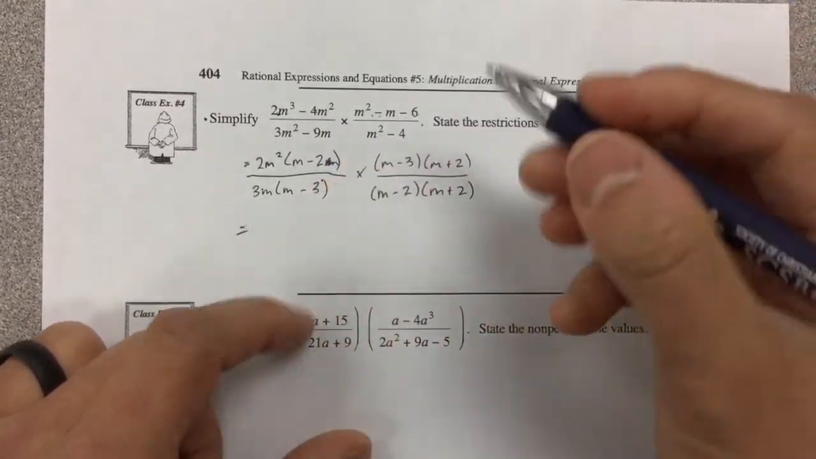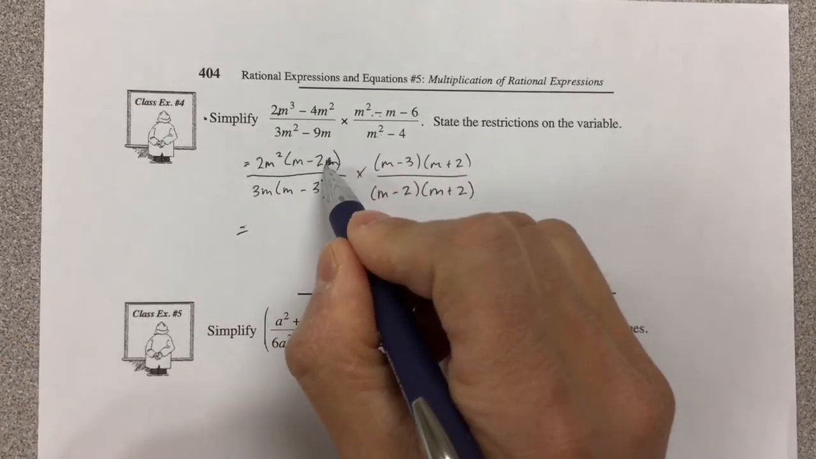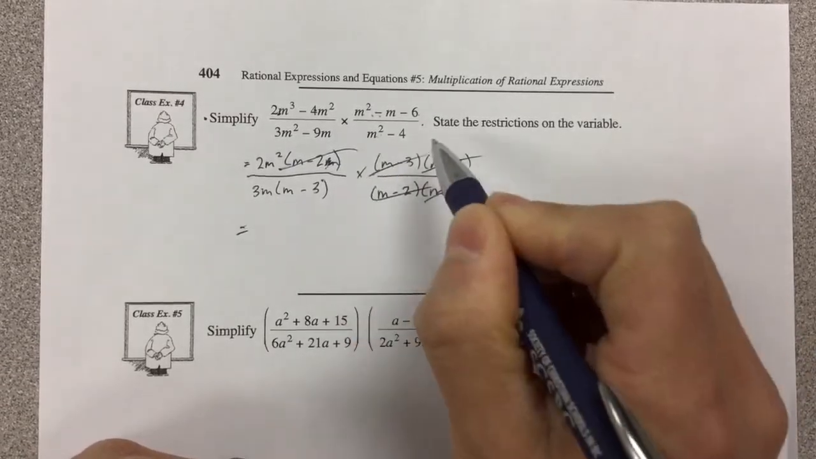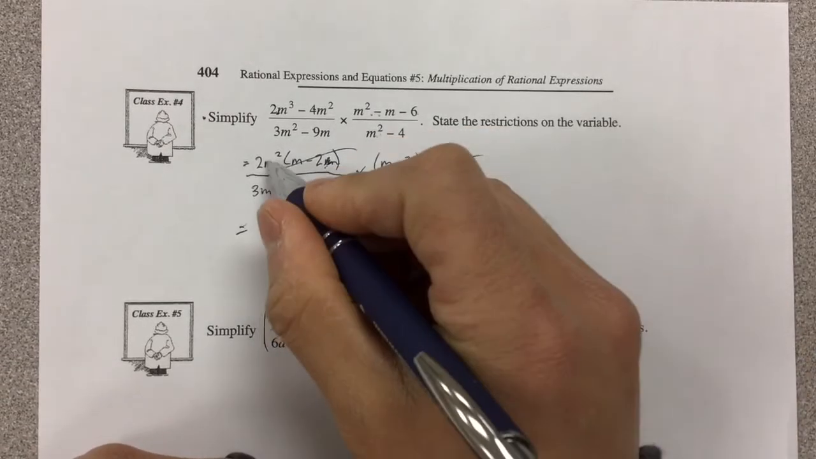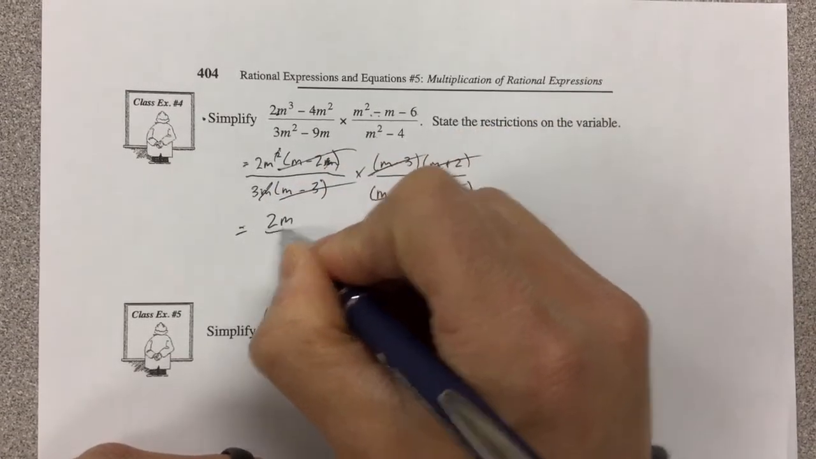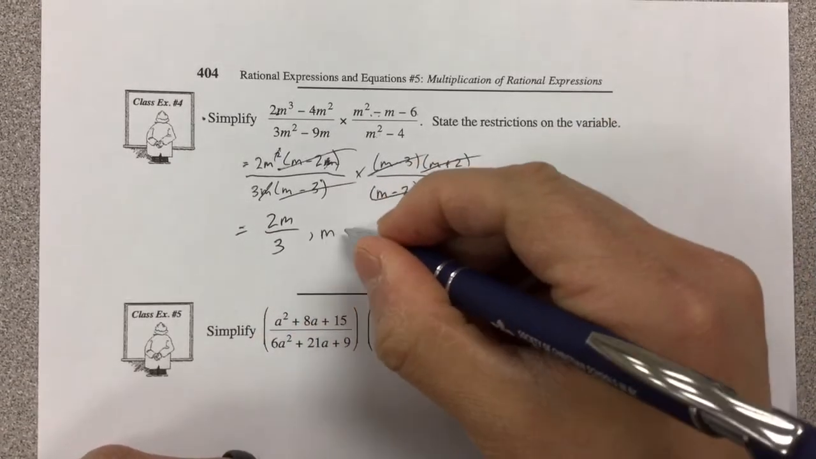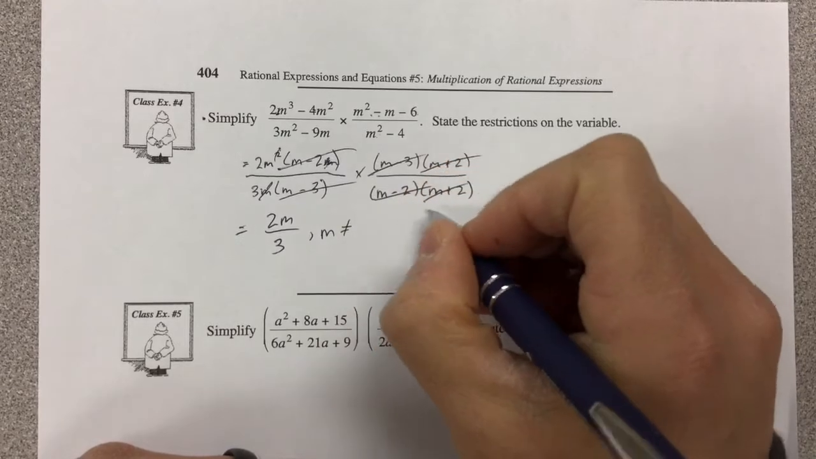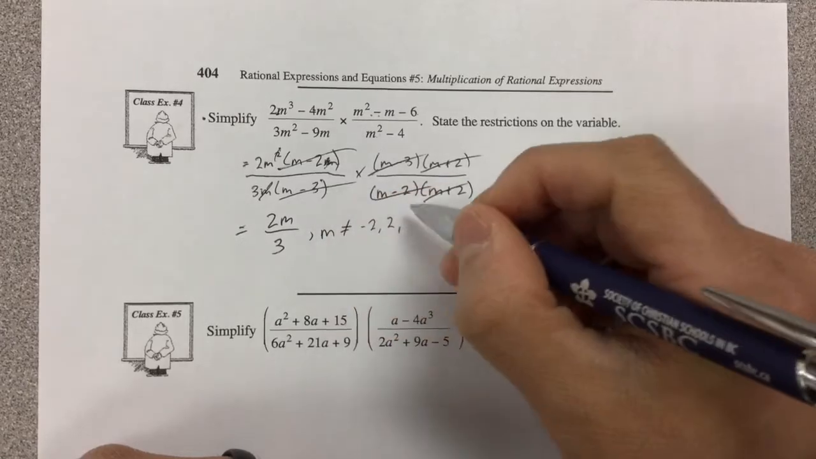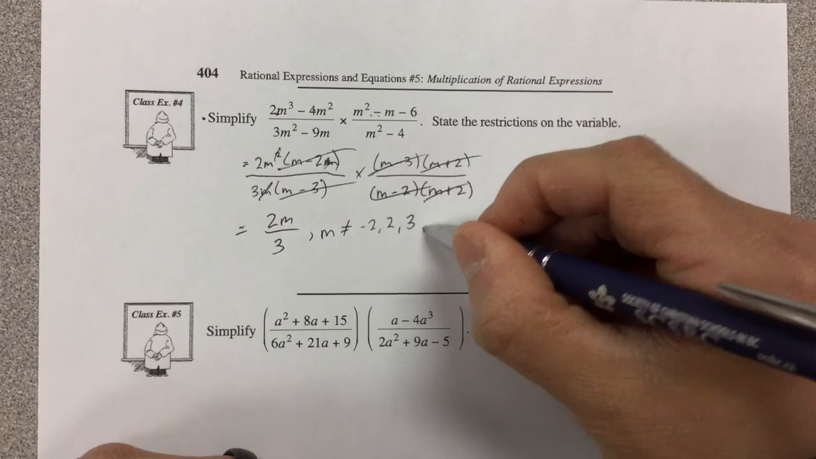And now we can cancel out factors and solve. First of all, I have m minus 2 here and m minus 2 here, m plus 2 and m plus 2, m minus 3 and m minus 3. And this m and one of those m's will cancel out, leaving me with 2m over 3. And my non-permissible values are m cannot equal negative 2, positive 2, and positive 3. And also 0.